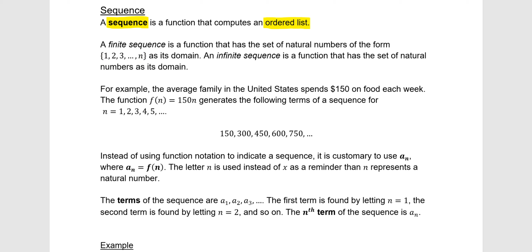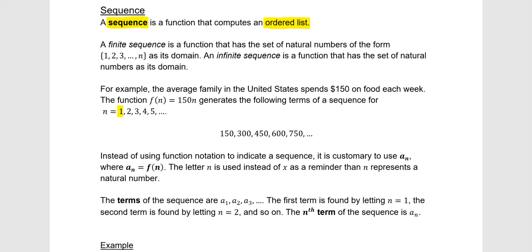And an infinite sequence is a function that has the set of natural numbers as its domain, meaning the natural numbers 1, 2, 3, 4, all the way up to infinity. So for example, the average family in the US spends $150 on food each week. The function f of n equals 150 times n generates the following terms of a sequence for the values of n, 1, 2, 3, 4, and 5, and so on.